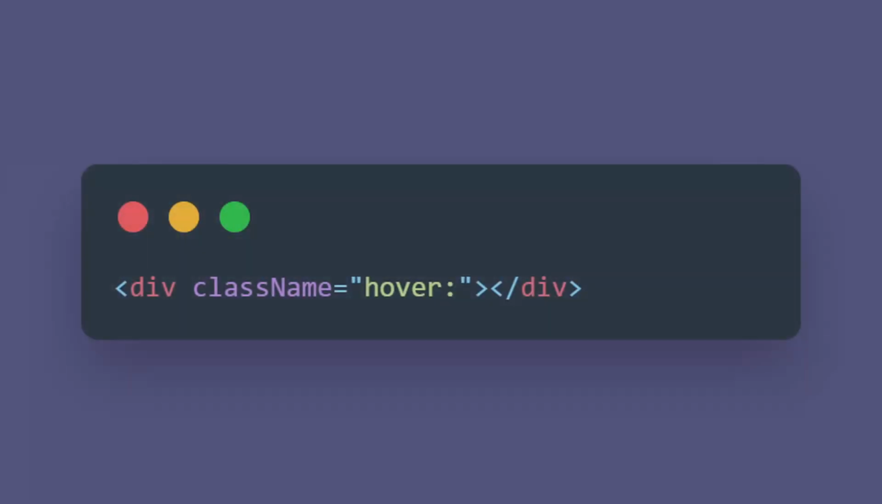To access the hover and focus properties, just type hover followed by colon. Then write whatever you want to happen after the hover. For example, hover margin left equals 200 pixels.